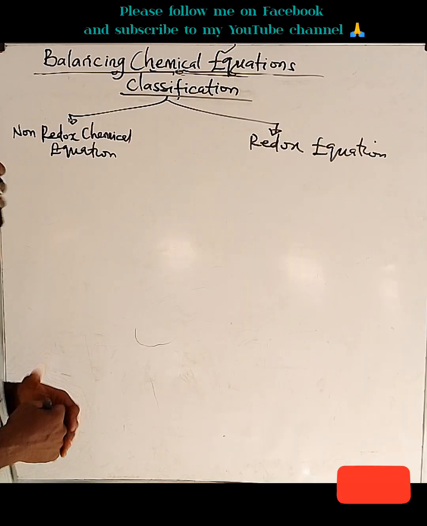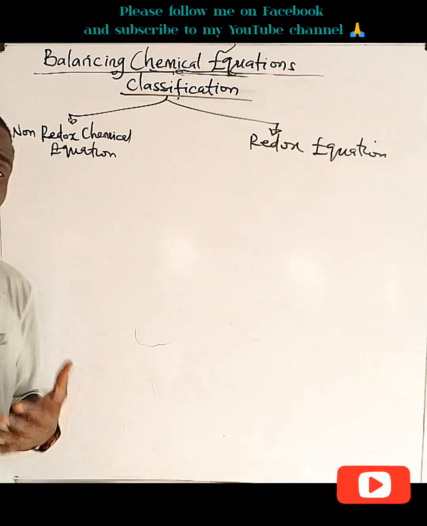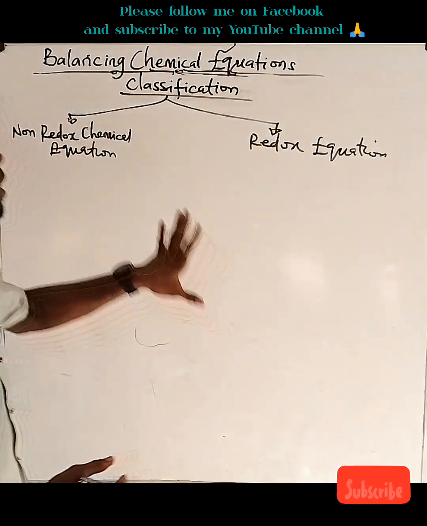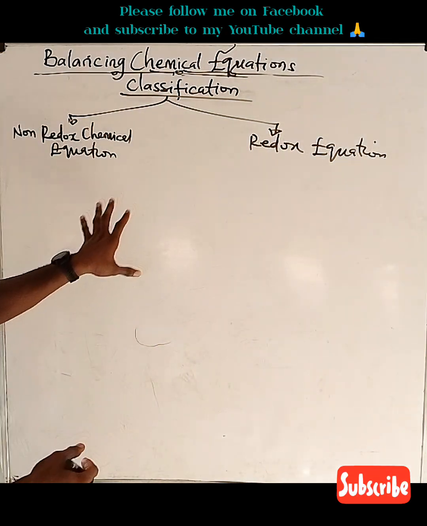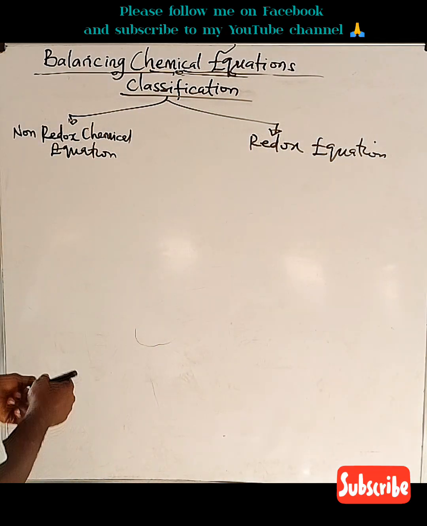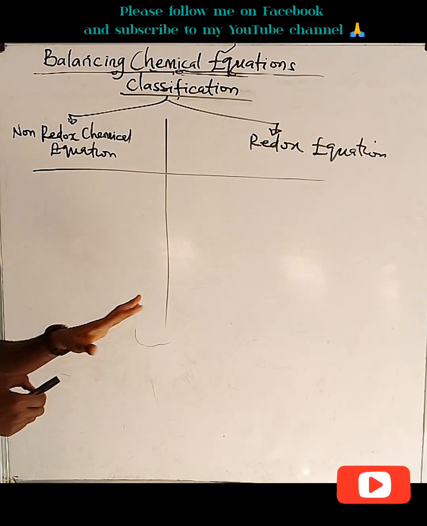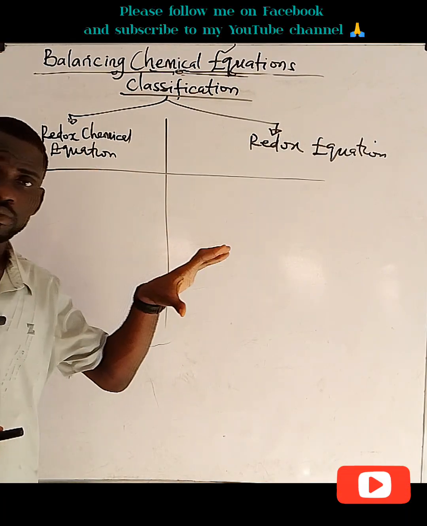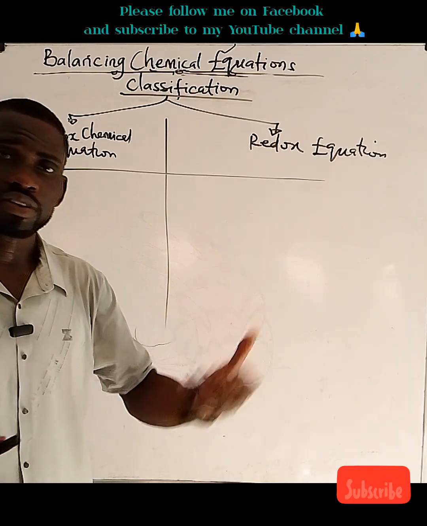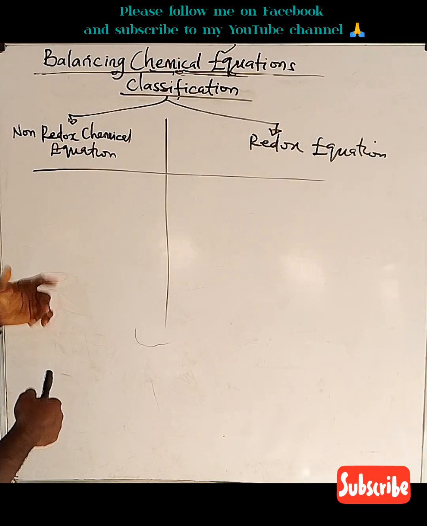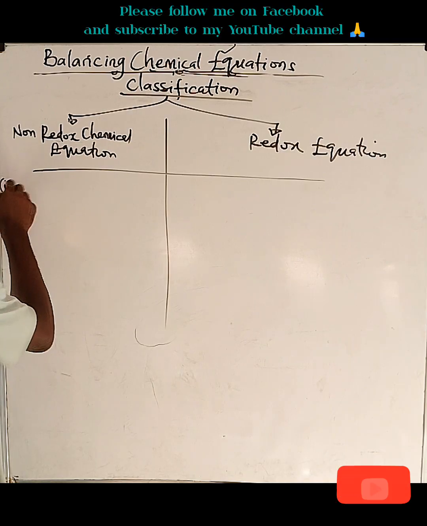So what are the major differences between them? We discussed already the various history of this, and we are looking right away at the types or the classification of equations. So you're going to be seeing the differences between these two forms of equation. Once we're done with this, in the next lesson we're going to be balancing the various chemical equations. So the first is the non-redox chemical equation. What are the major differences?